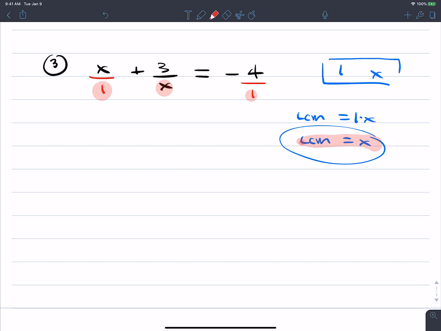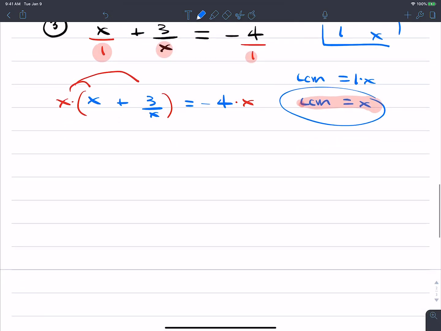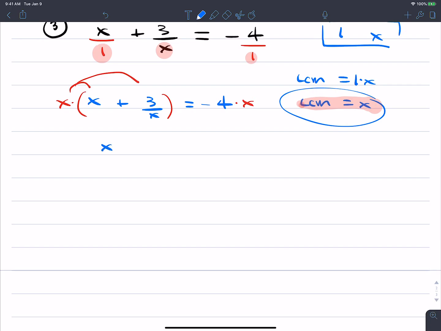Multiply both sides of my equation. x plus 3 over x is -4. Multiply both sides by the LCM, which is just what? x. What do you do? You distribute. x times x is what? x squared.